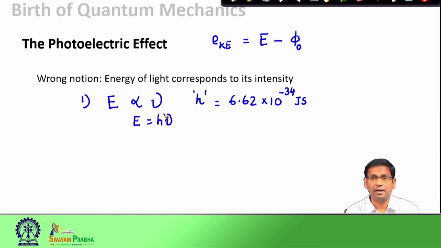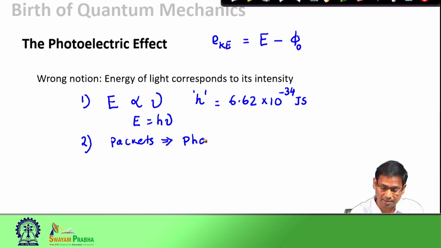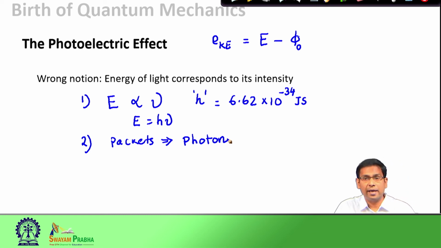Then Einstein had another assumption to make. The second assumption is that the energy of light comes in some packets, and for these packets Einstein suggested a name, and it is still used: they are called photons. The energy of this light comes in certain packets, and the energy of this packet is given by h nu.